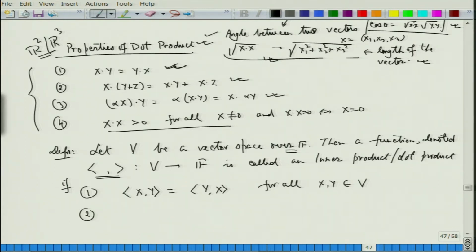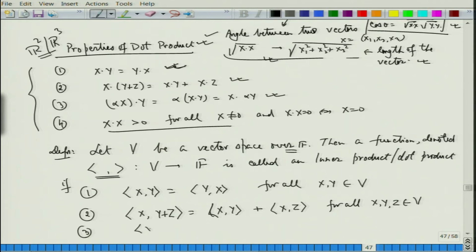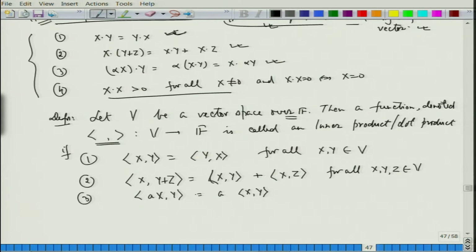Two, x comma y plus z will be equal to x comma y plus x comma z for all x, y and z belonging to V. Three, ax comma y, we will write it as a times xy. I am not putting it on the right, the last part. Here also I have done something, but not exactly the one that I require. Fine. So I will do that.